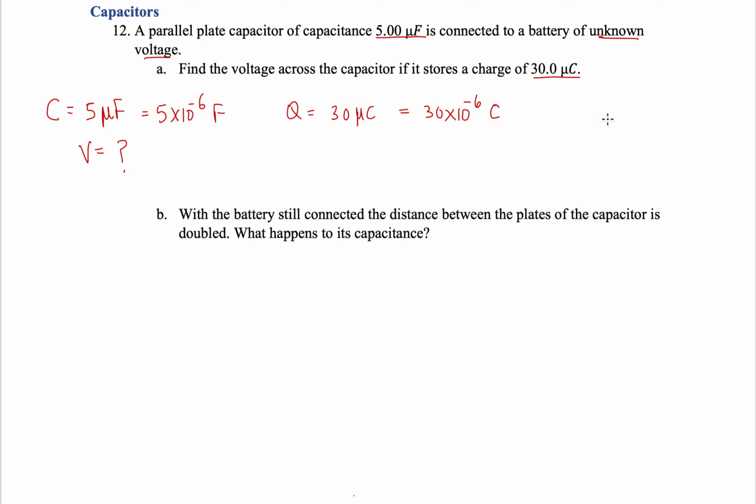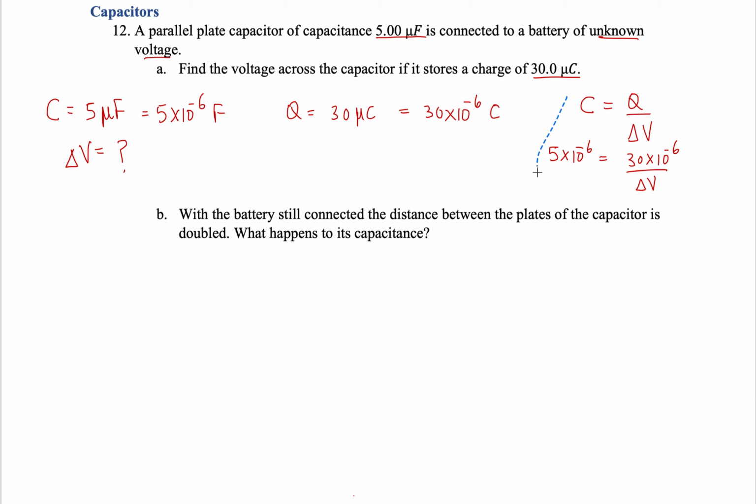Now we know the formula for capacitance is C equals Q over delta V, where delta V is the potential difference or the voltage. So we can write this V as delta V, because delta V means potential difference or the voltage of the battery. Now we can put in the values: 5 times 10 to the power negative 6, that's the capacitance, equals 30 times 10 to the power of negative 6, that's the value for Q, over delta V.